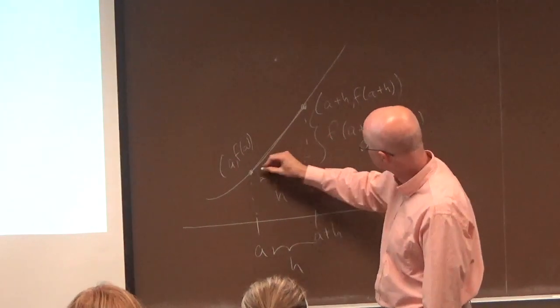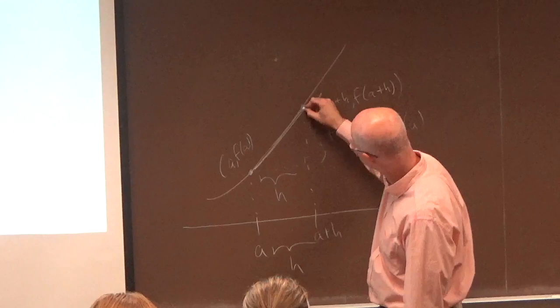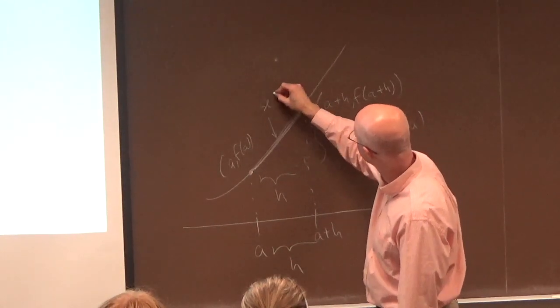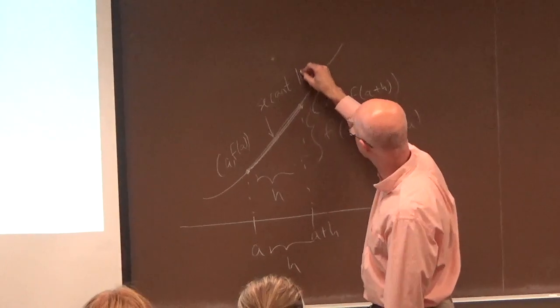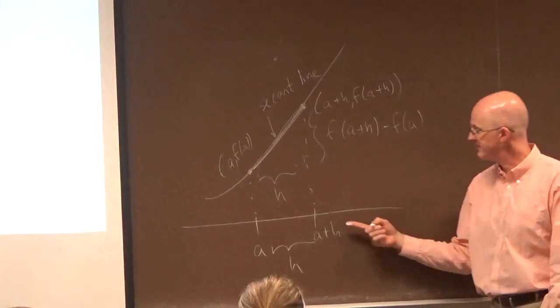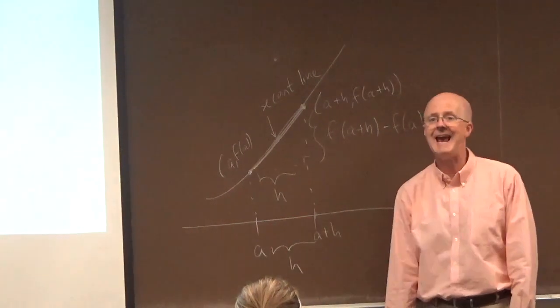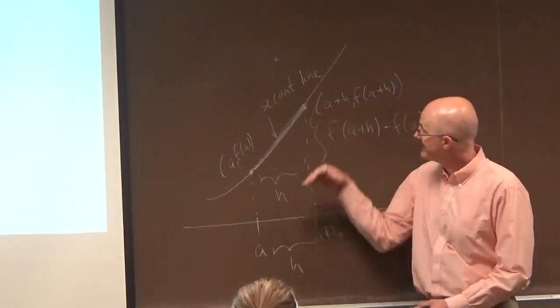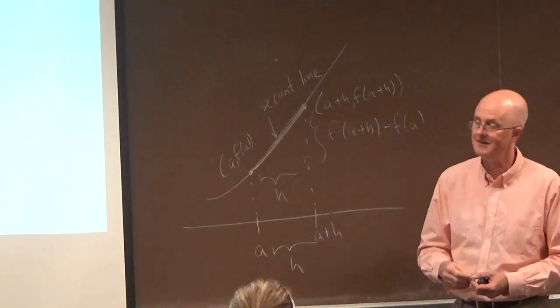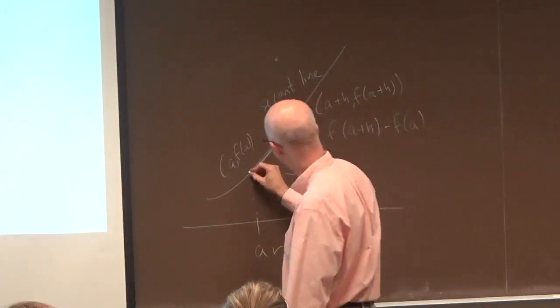That's called a secant line. It's not the same thing as the curve. The curve is down here. This is a straight line. Secant line. Not a tangent line, a secant line. But as h goes to 0, as this point moves to the left toward a, then the secant line, you can sort of imagine, becomes the tangent line. In the limit as h goes to 0, we say.